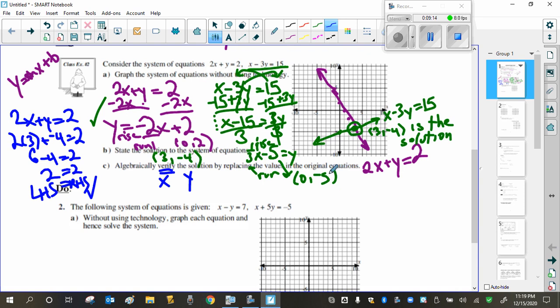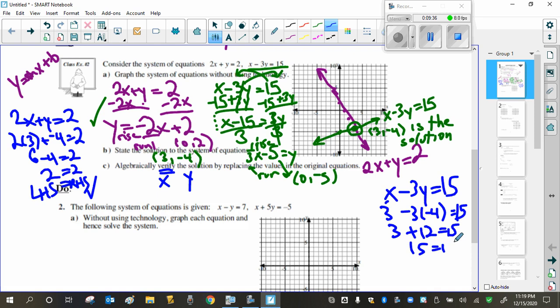You still need to give me the second equation, which is x subtract 3y equals 15. And x is 3, and y is -4. So 3 subtract 3 times -4. And it works out brilliantly. 3 plus 12 equals 15.